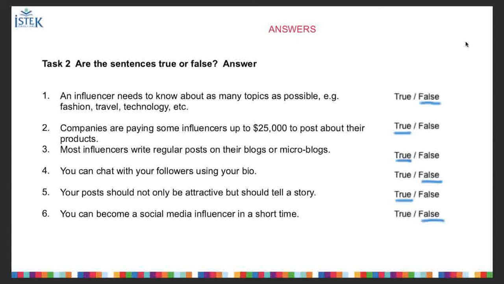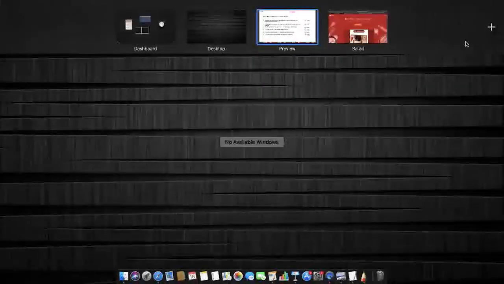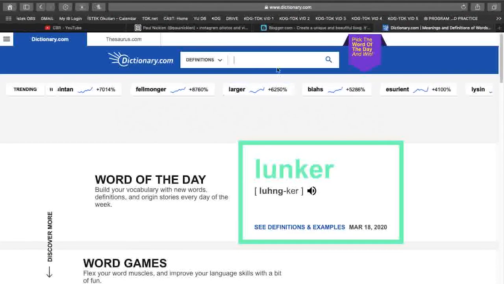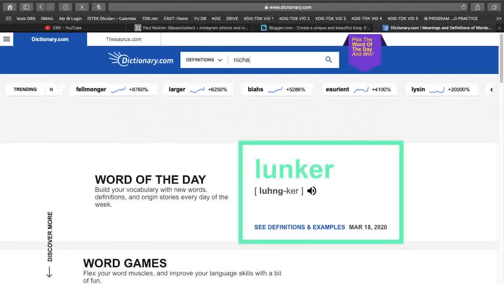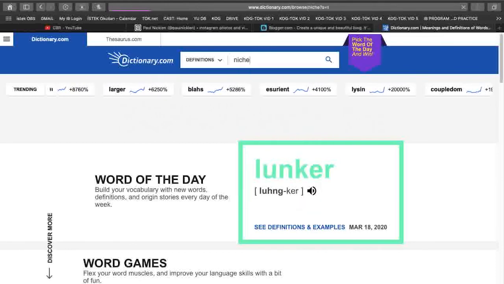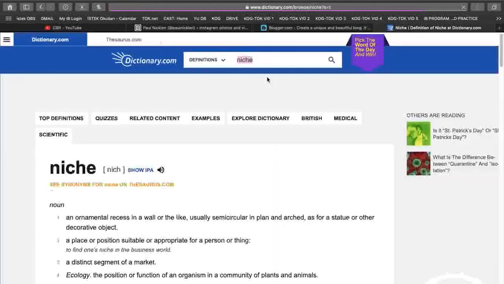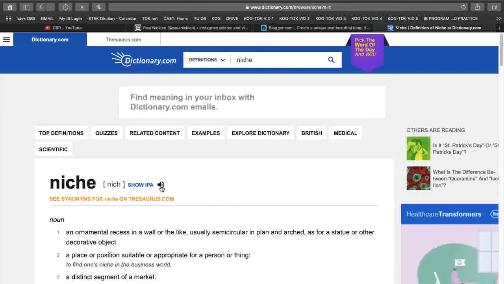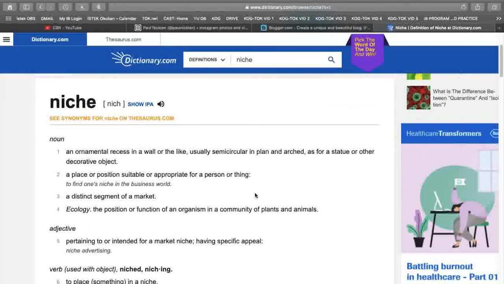Just another tip, if anybody is having trouble with vocabulary, a recommendation I have is to go into a site called dictionary.com, where you can type in a word such as we had, like niche. Once you bring it up, it also has the added advantage of giving you an audio file for pronunciation.